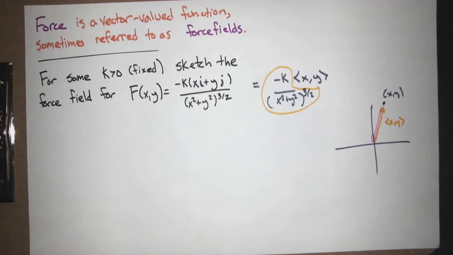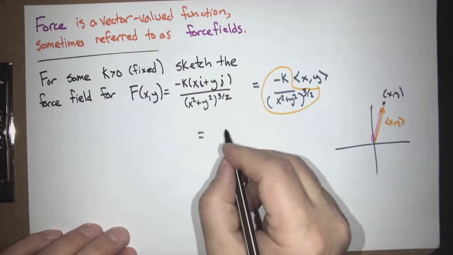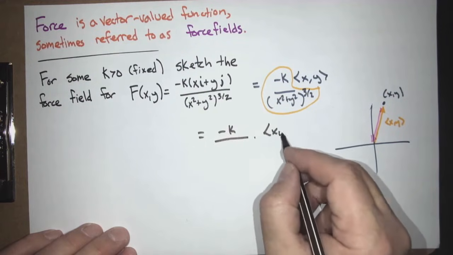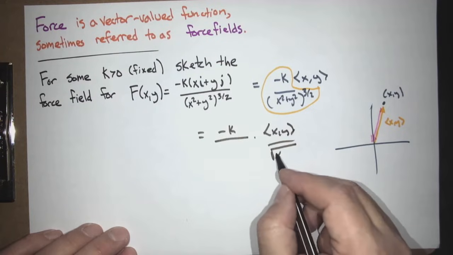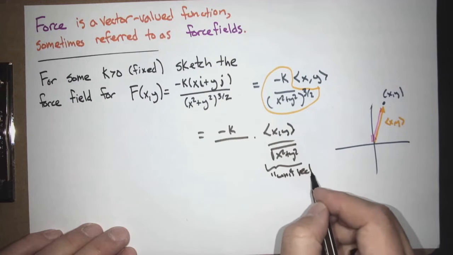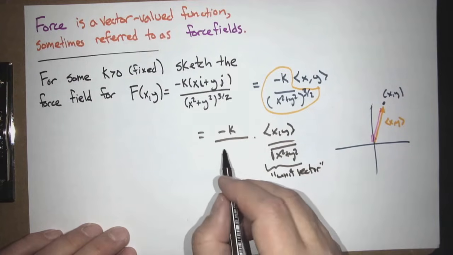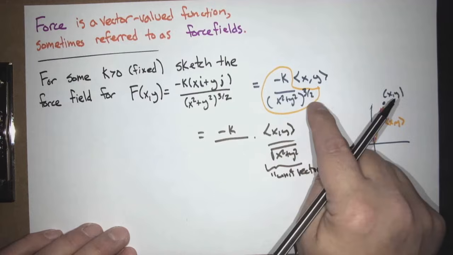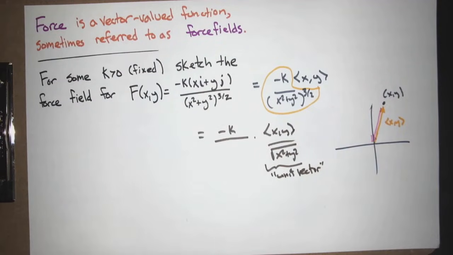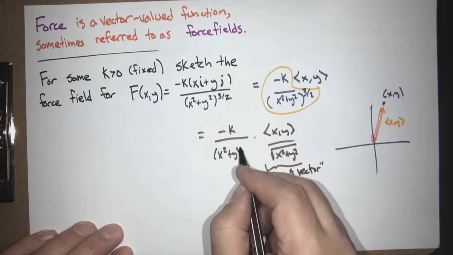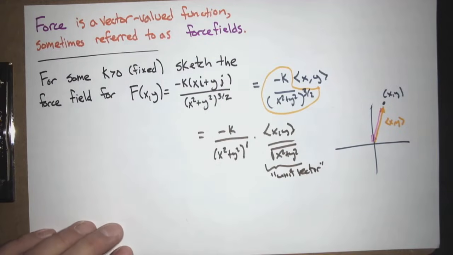Yeah. So we can think of this as negative k over, and then we'll leave some stuff here, x, y over the square root of x squared plus y squared. So this is our unit vector. And then what's left over? So we have x squared plus y squared to the half. Here we need to get x squared plus y squared to the 3/2. So we're left with x squared plus y squared to what power? To the 1. All right.